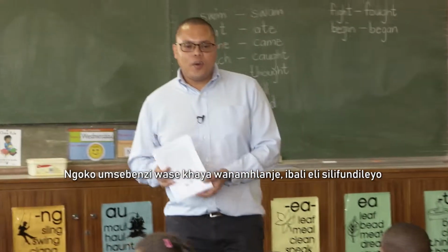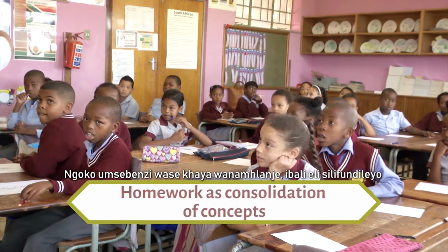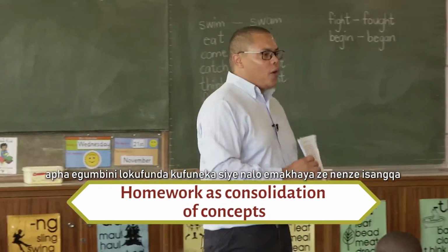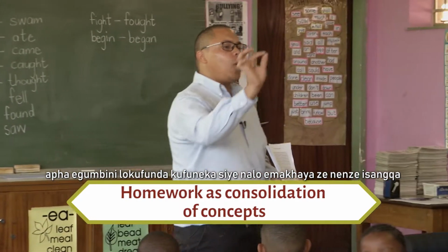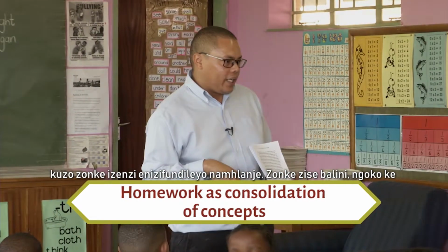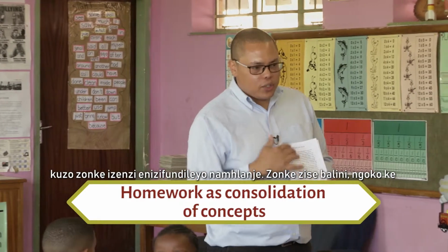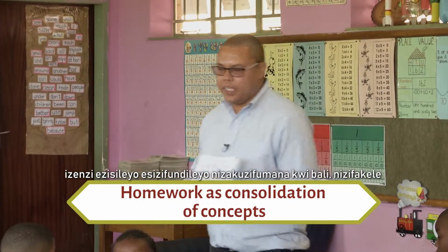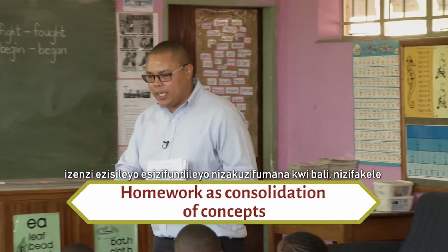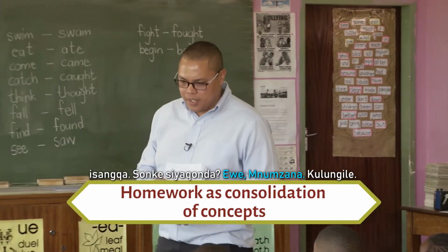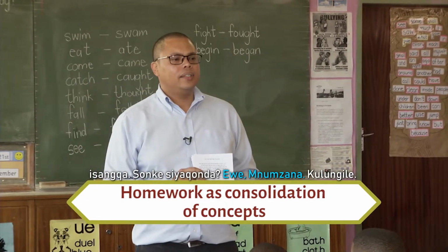So for today's homework, the story that we've read in class, you need to take it home and then you'll circle all the verbs that we've learned today. All of them are in the story. So the naughty verbs that we've learned, you'll find them in the story and you circle them, right? Do we all understand? Yes, sir.